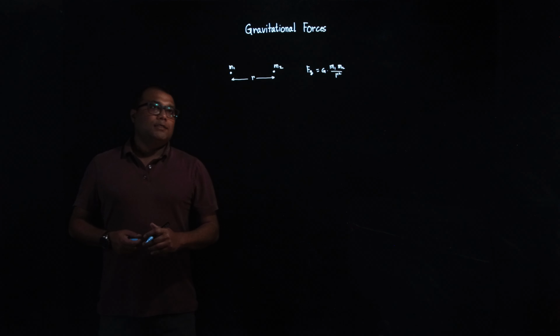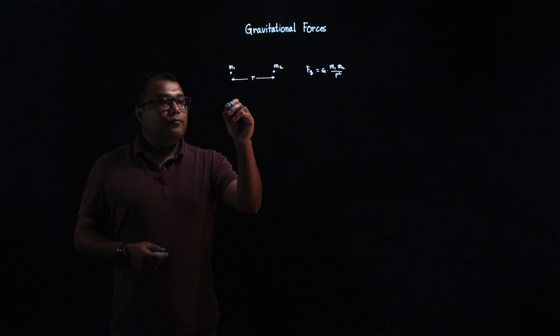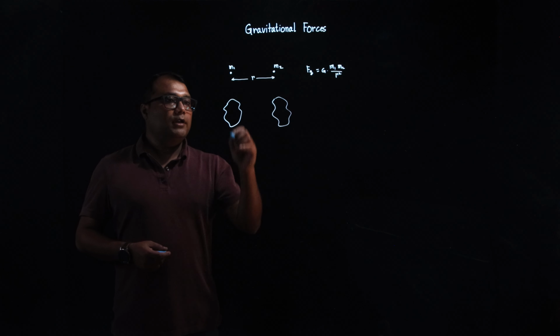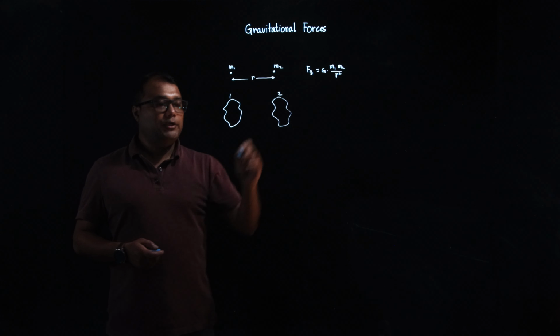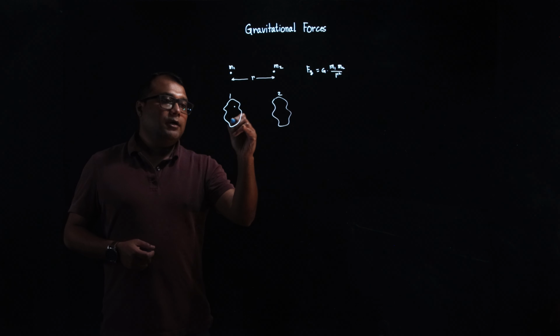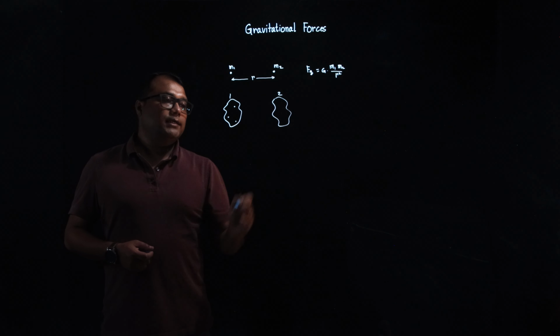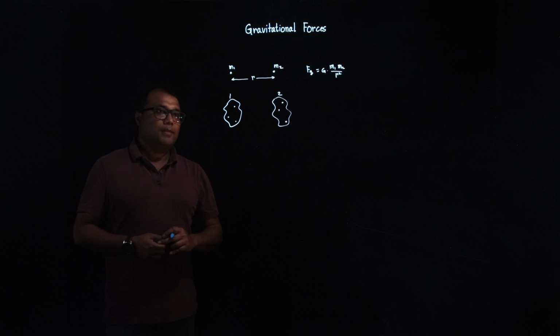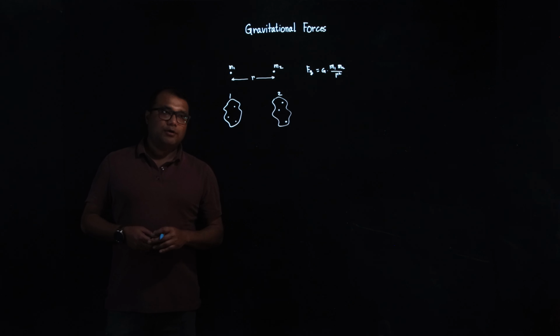Similarly, if we had one extended body and another extended body, let's say this is body 1 and this is body 2, and let us for a moment assume this extended body comprises 3 particles and body 2 also comprises 3 particles. There will be many more, but for simplicity, let's say there are 3 particles.